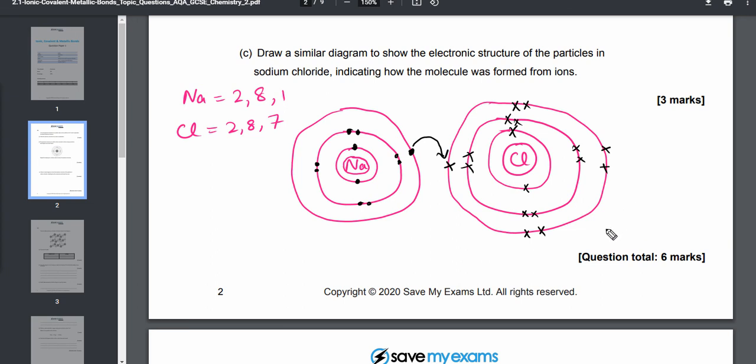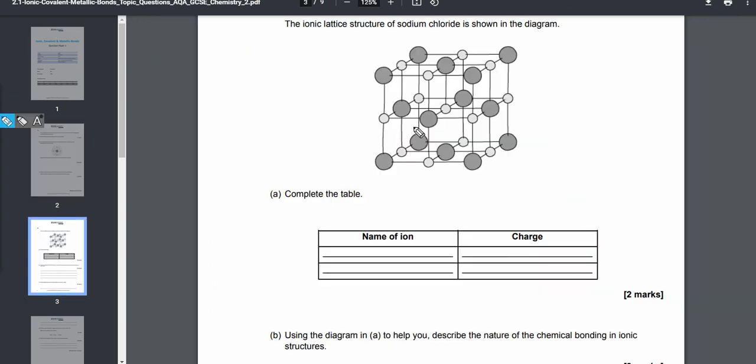Alright, so this is it for this question. Now let's see another one. Alright, so here we have the next question. In this question it says the ionic lattice structure of sodium chloride is shown in the diagram. Complete the table. Name of the ion and charge. So there are 2 ions over here. One is sodium, the other one is chloride. So this is sodium over here.